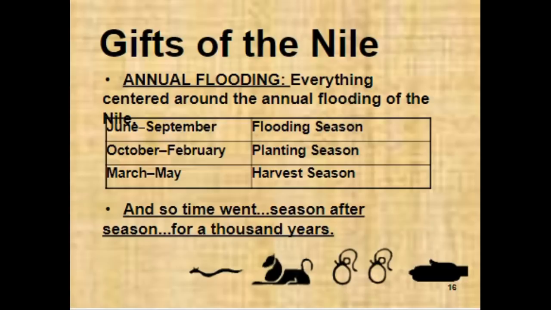Gifts of the Nile. Really, annual flooding. Everything centered around the annual flooding of the Nile. June to September was flooding season. October through February was planting season. March through May was harvest season. And so time went, season after season, for 1,000 years.